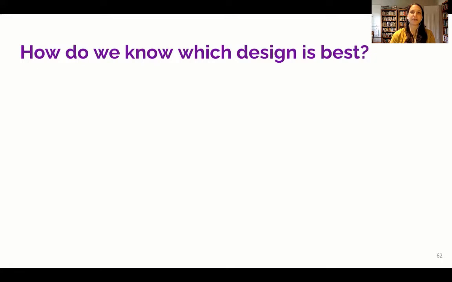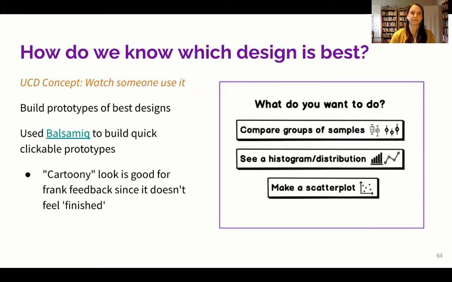So how do we know which design is best? And this is going to be the user-centered design concept of watching somebody use it. So we built prototypes of our best design ideas that we had. And then we used a tool called Balsamiq to build quick, clickable prototypes. And you can see a screenshot of what a prototype looks like there on the right.